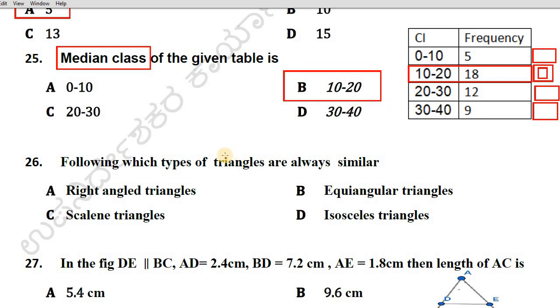In case it has the modal class, that is very easy. Easily we can find it out. The highest frequency is where the modal class will be.